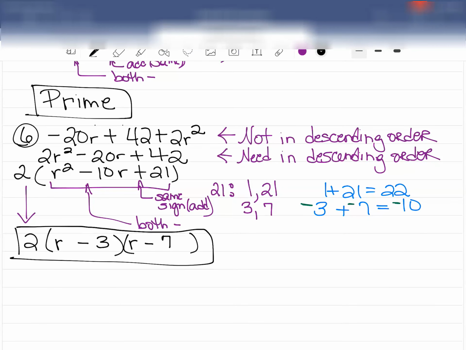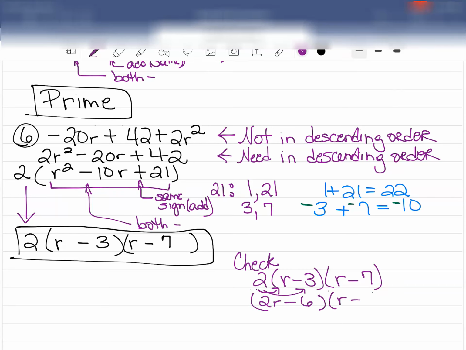I want to make a comment about checking this one. When you go to check it, that r minus 3 times the r minus 7, you can multiply that first if you'd like. Or you can multiply the 2 first times the r minus 3. What you cannot do is multiply the 2 times the r minus 3 and then also multiply the 2 times the r minus 7. You can't do that. So 2 times the r is 2r. 2 times the minus 3 is a minus 6. That whole thing I have to multiply by the r minus 7, so I put it in parentheses.